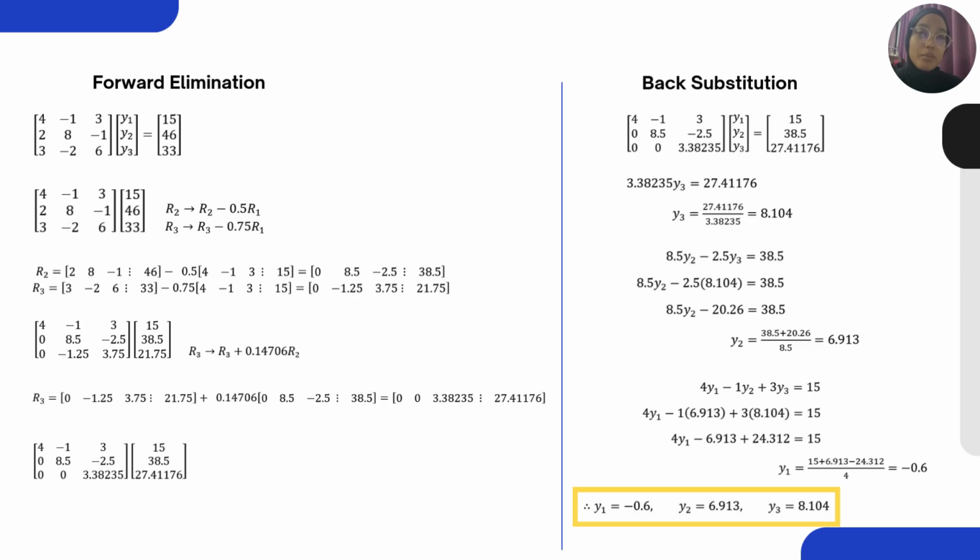Once the matrix is in upper triangular form, we proceed with back substitution. Starting from the last row, we solve for y3, and from the equation, we obtain y3 equal to 8.014. Next, we substitute the value of y3 into the second equation to solve for y2. This gives the value of y2 equal to 6.913. Finally, we substitute both y2 and y3 values into the first equation to solve for y1. The result is y1 equal to negative 0.6. Therefore, the final solution of the system is as stated on the slide.